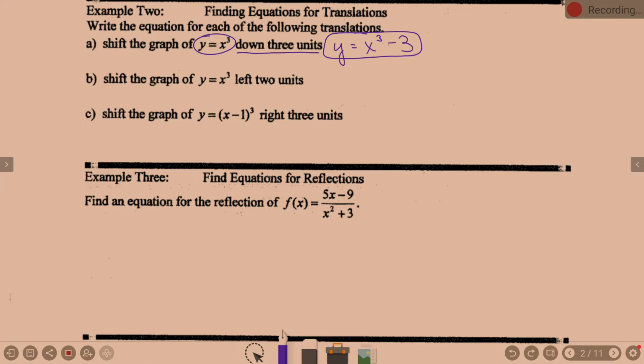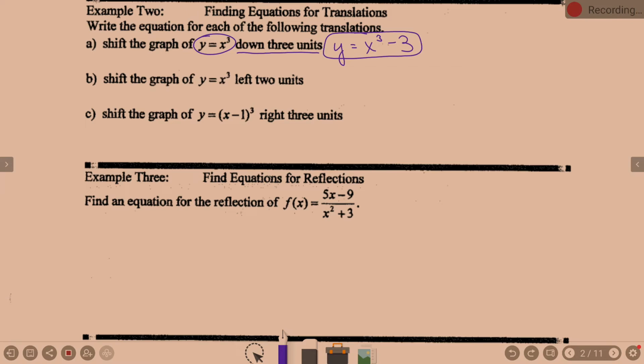Would you put absolute value in there or parentheses? Not necessary for up and down movement, unless it's already there. Because it had one up here. In the previous section, the graph we were working with was absolute value of x. The graph we're working with here is x cubed. So we have a different base graph that we're working with.